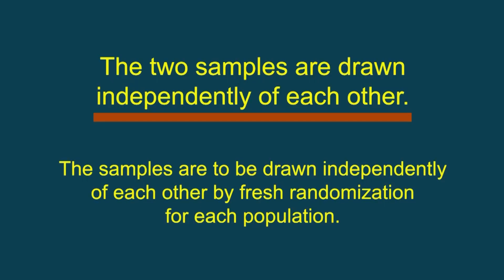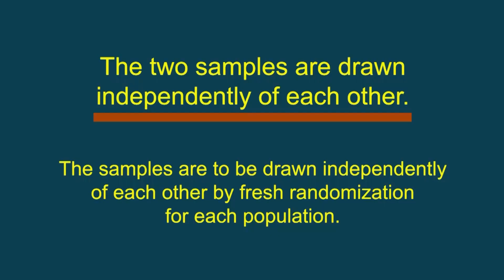The two samples are to be drawn independently of the two populations. That means we have two populations. We have to take two samples out of these two populations. So using some random number table, we will draw the samples from the first population, sample observations from the first population. Now, while drawing the sample from the second population, we have to go for fresh randomization. That is, we have to take the starting point again independently of the first population.